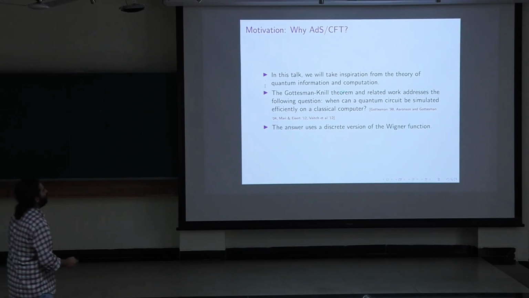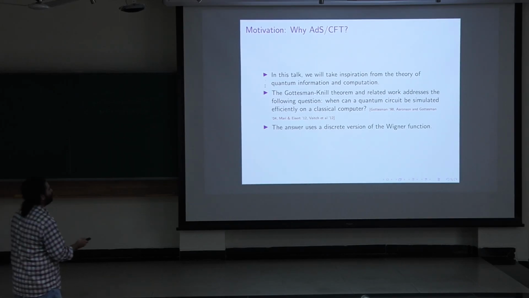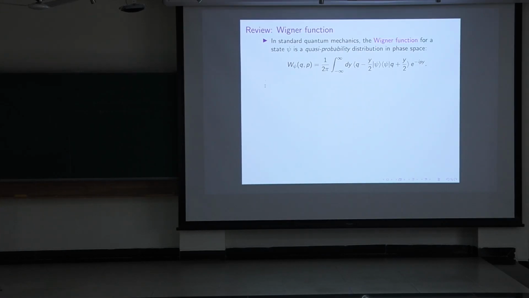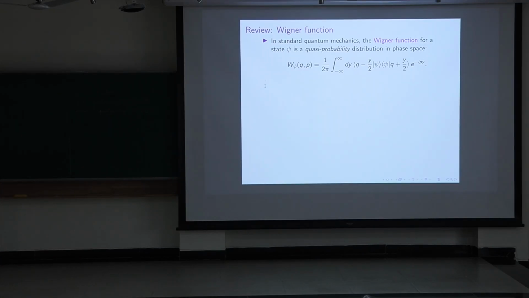Interestingly, the answer to this question uses a discrete version of what we all call the Wigner function in quantum mechanics. So before we go on, let me give you a brief reminder of what the Wigner function is. In standard quantum mechanics, for a particle moving on a line in some potential, the Wigner function is a quasi-probability distribution in phase space. Forget the word quasi for now. Think of it as an attempt at representing a quantum state as a phase space distribution.